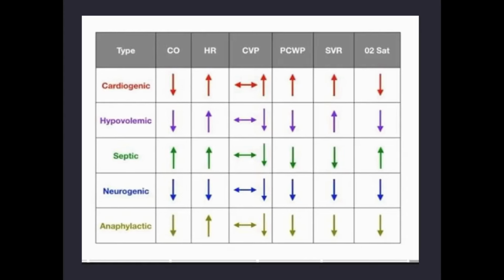Please explain septic shock again, like how cardiac output increases and the other parameters decrease. What happens in septic shock? There is an antigen, a foreign antigen, and all the things that have to compensate or fight that antigen are ultimately in your blood.